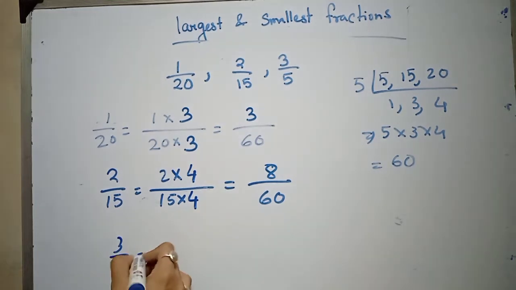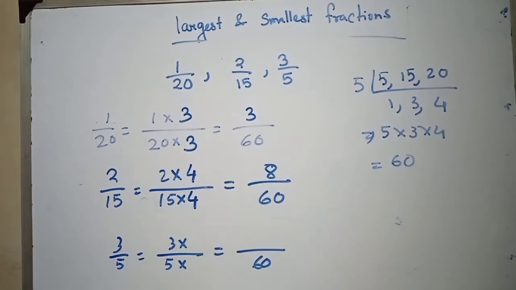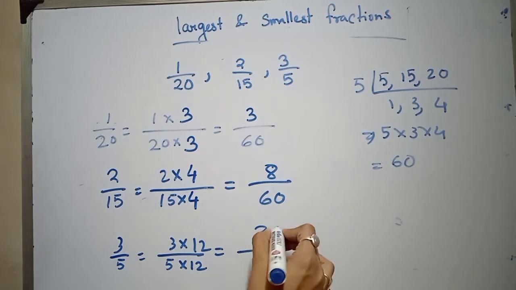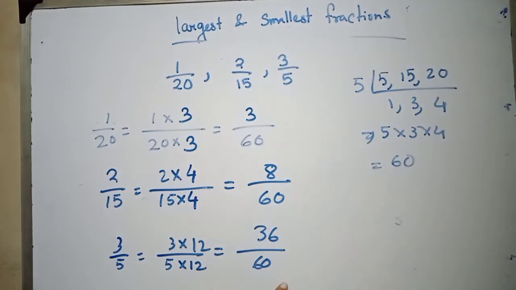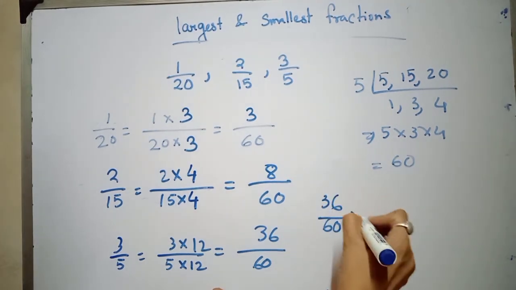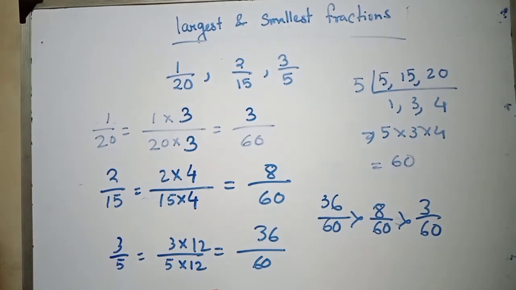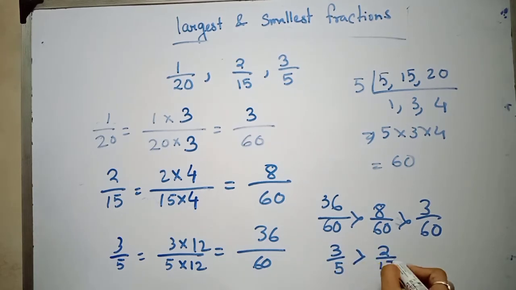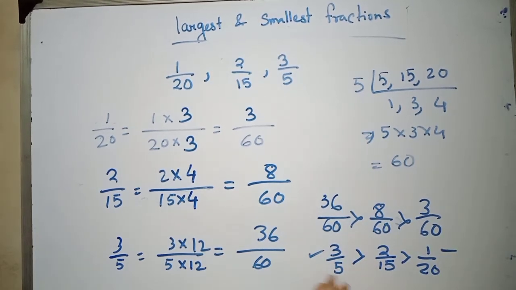Now 3 by 5. I have to multiply 5 with some number so that I get 60. If you remember the table of 12, 12 fives are 60. So I write 12 and 12, and this becomes 36 by 60. As I can see, the denominators are the same for these three fractions. By comparing the numerators, I get 36 by 60 is greater than 8 by 60, which is greater than 3 by 60. So 36 by 60, that is 3 by 5, is greater than 2 by 15, which is greater than 1 by 20. So this is the largest and this is the smallest, and I am writing the numbers in descending order.